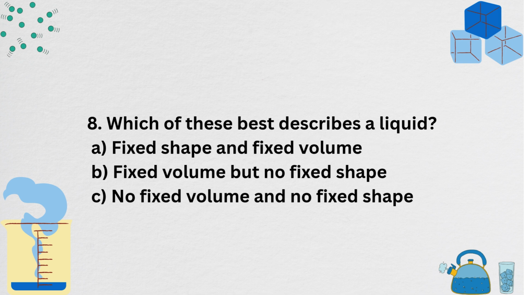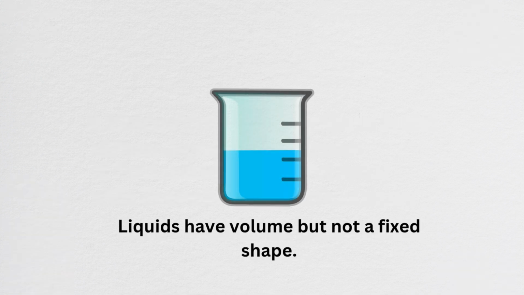Which of these best describes a liquid? Fixed shape and fixed volume, fixed volume but no fixed shape, no fixed volume and no fixed shape. Liquids have volume but not a fixed shape.